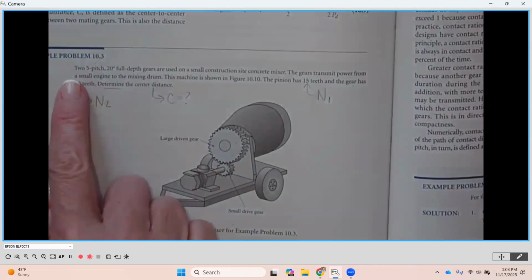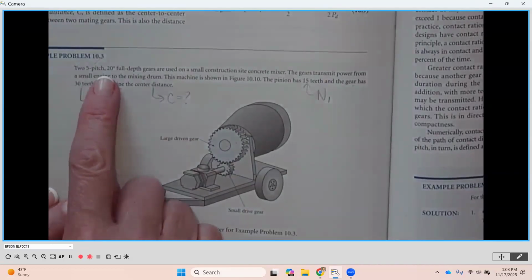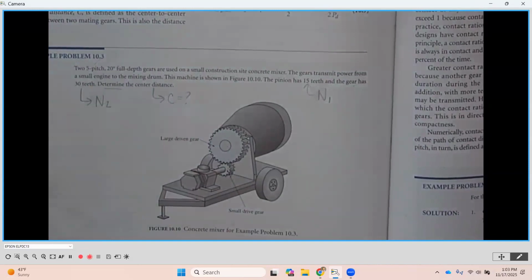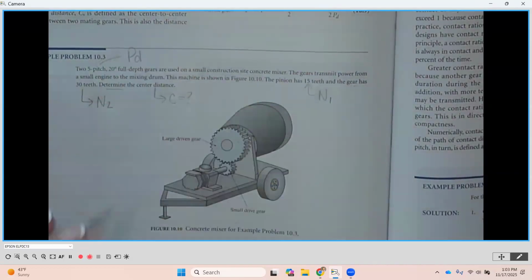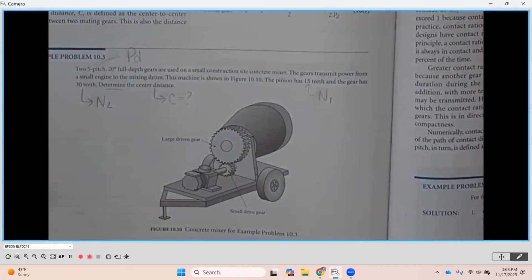And then up at the top here, you're going to notice that it says 5 pitch. It doesn't say the diametral pitch is, but when we see just an integer number, 5 pitch, this is going to be our diametral pitch for each one of the gears, because they have to be the same number for them to be able to properly engage.